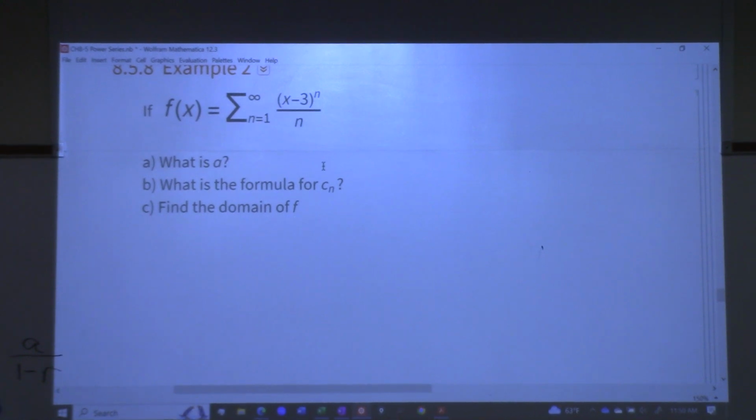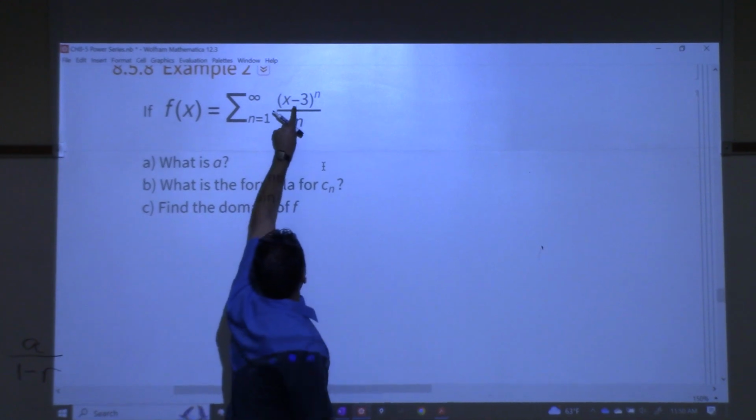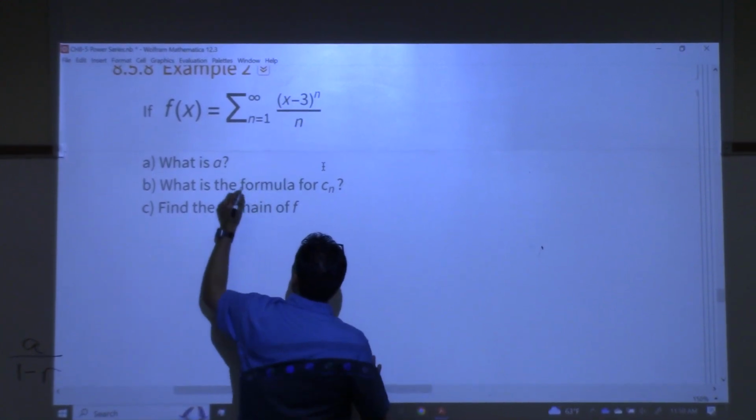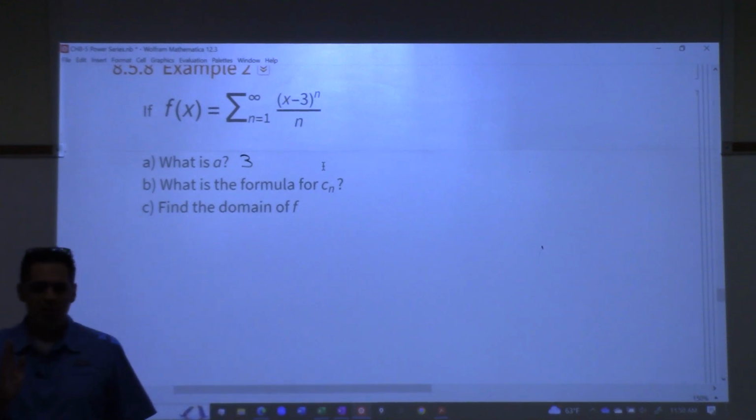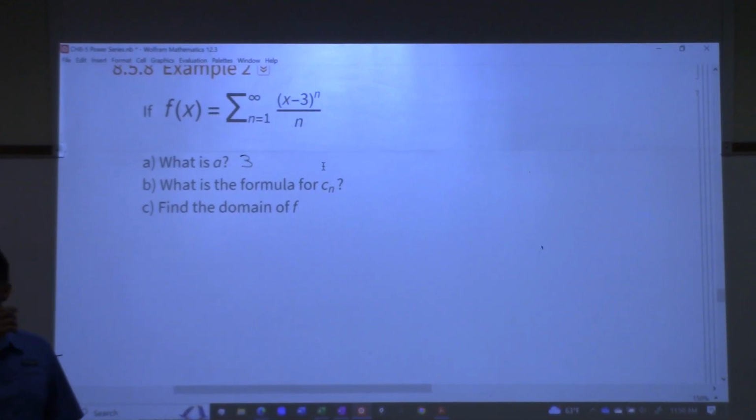What's a here? 3. Not negative 3, positive 3, right? If that was a plus 3, then I would say negative 3. So a here is 3. So I know for sure this converges at 3, right? If I plug 3 into that, we've got convergence. But the question is, does it converge anywhere else, right? So now, what's the formula?